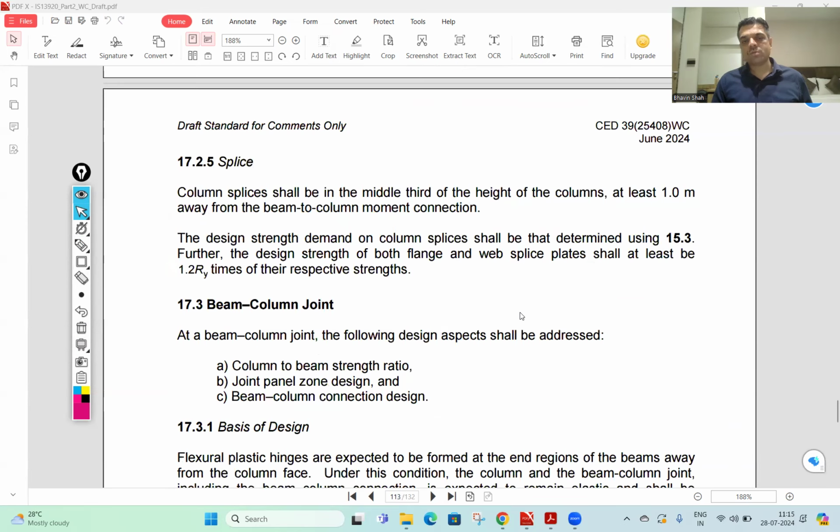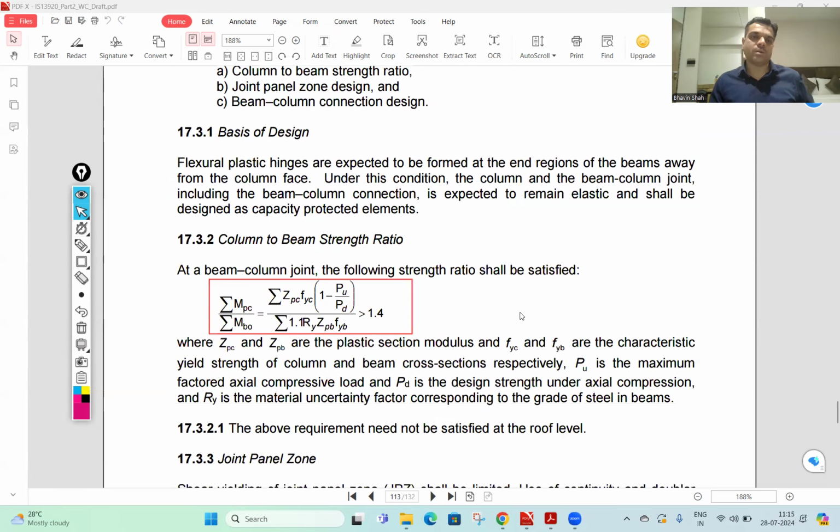For bracing also, important provisions are added, like how to design and detail the connections for the bracing. The column to beam strength ratio, you can see, could even go beyond the value of 1.4. In IS 18168 2023, again, these are the same requirements there, but I think this requirement is very stringent. This needs to be revisited.